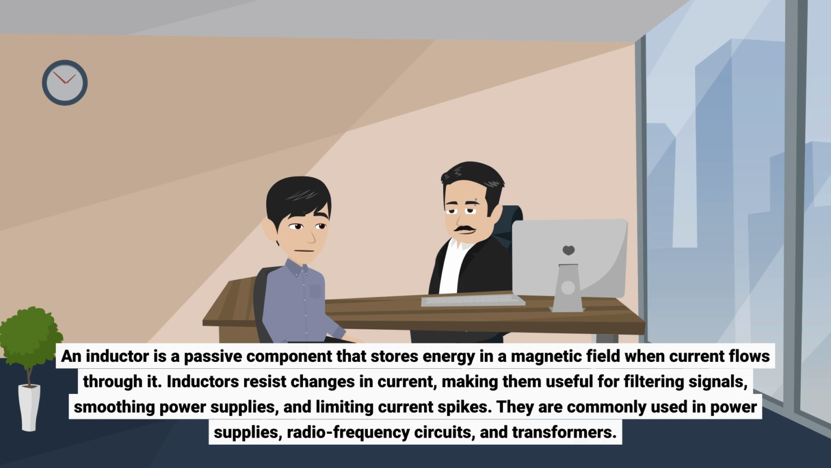What is the function of an inductor in an electronic circuit? An inductor is a passive component that stores energy in a magnetic field when current flows through it. Inductors resist changes in current, making them useful for filtering signals, smoothing power supplies, and limiting current spikes. They are commonly used in power supplies, radio frequency circuits, and transformers.